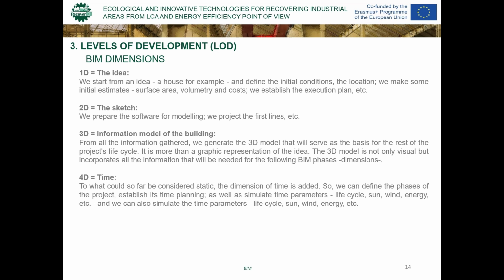We start from an idea, a house for example, and define the initial conditions, the location, we make some initial estimates, surface area, volumetry and costs, we establish the execution plan, etc. 2D equals the sketch. We prepare the software for modeling, we project the first lines, etc. 3D equals information model of the building. From all the information gathered, we generate the 3D model that will serve as the basis for the rest of the project's lifecycle.